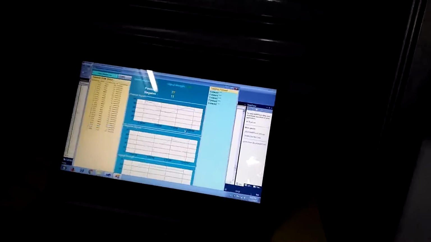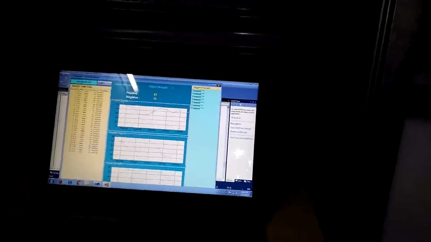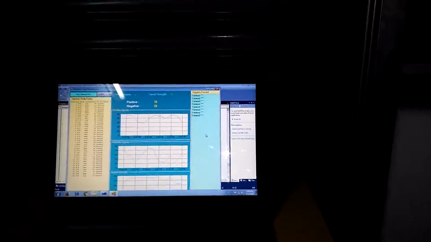Here I wrote two graphs. One is for positive signal, another one is for negative signal, another one is for signal strength. Based on this, the value will be provided. See now, so now forward is being provided. Now I am thinking a little bit backward.